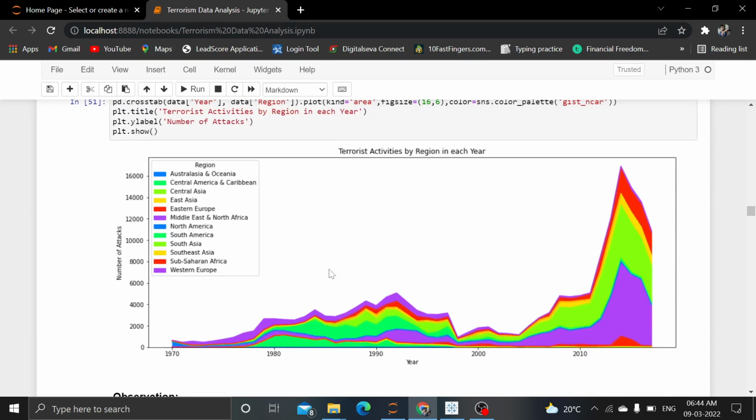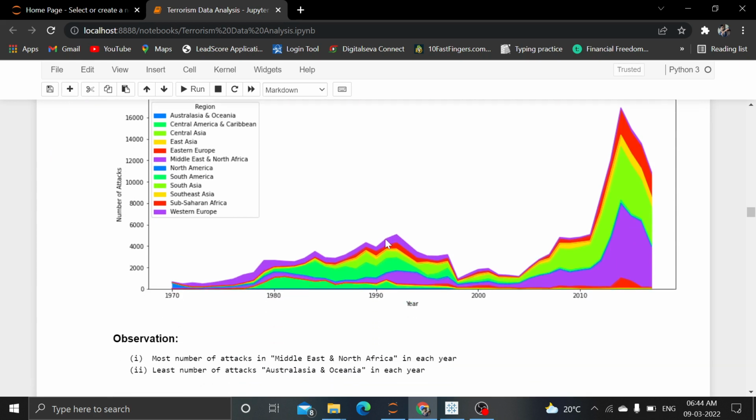This is the region-wise graph, where we can see terrorist activity by region in each year. We can also see how terrorism is growing in each subcontinent or region. In Middle East and North Africa, the purple color, most of the terrorist attacks are done. Second is South Asia, third is South America, and the least number of attacks are in Australia and Oceania in each year.